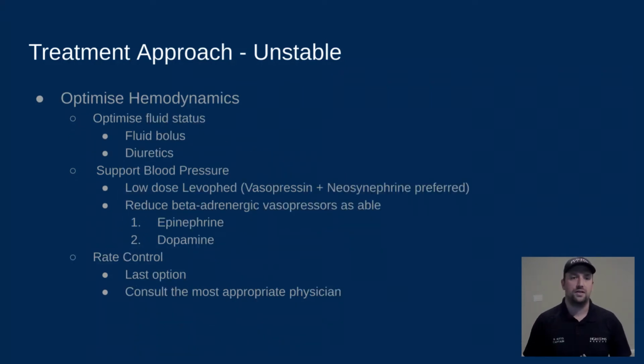After you've treated the inciting causes, the next thing we're going to do is optimize hemodynamics. So for optimizing the fluid status, we're really talking about assessing for hypovolemia or hypervolemia. If we really can't decide if we are overloaded or underloaded in the pre-hospital setting, we can start with a small 250 cc bolus and assess the pressure after that.